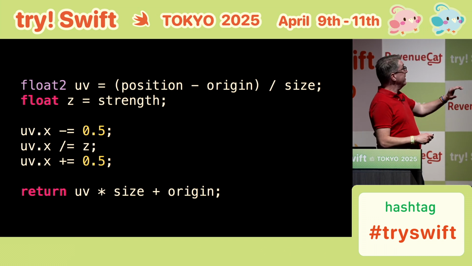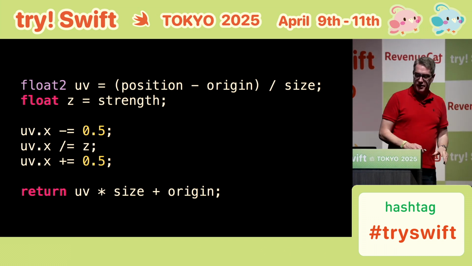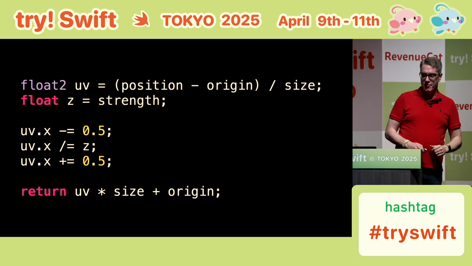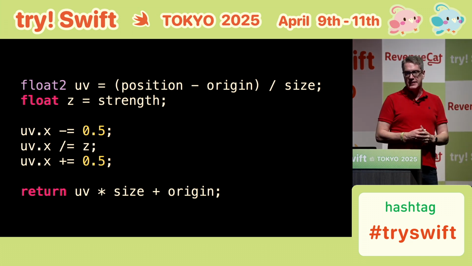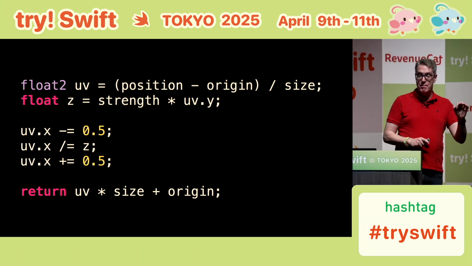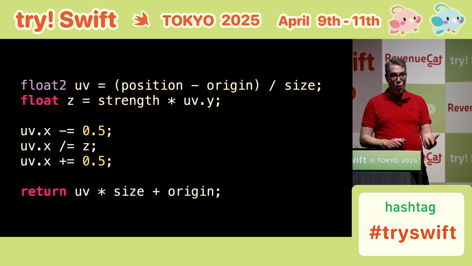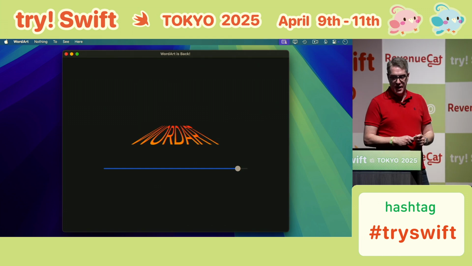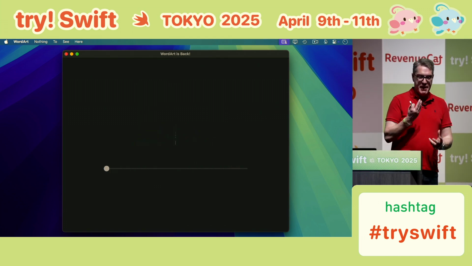Next, we want to fix this float z equals line. Just using the strength is not enough. It means every pixel is moved the same amount. Instead, we're going to multiply that by this pixel's y position. This means pixels near the bottom have more of the strength applied. And now we get a sort of rough perspective tilt effect.